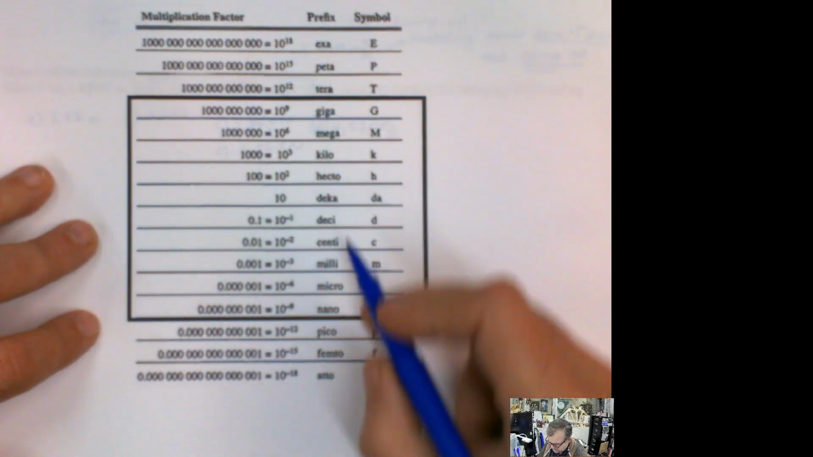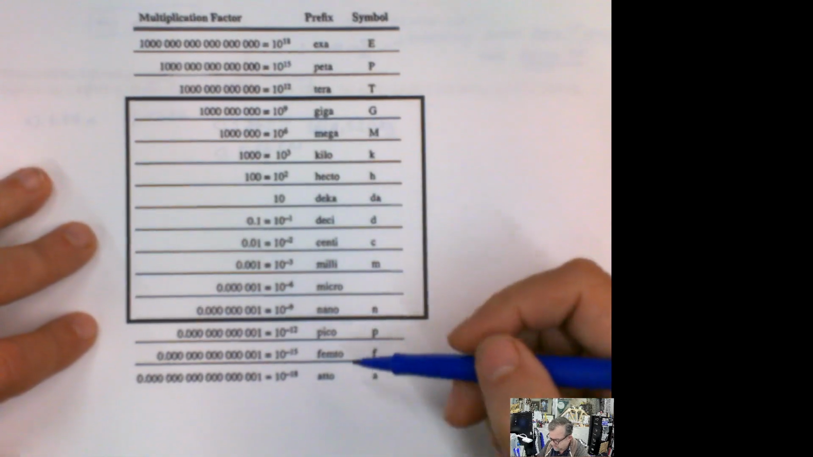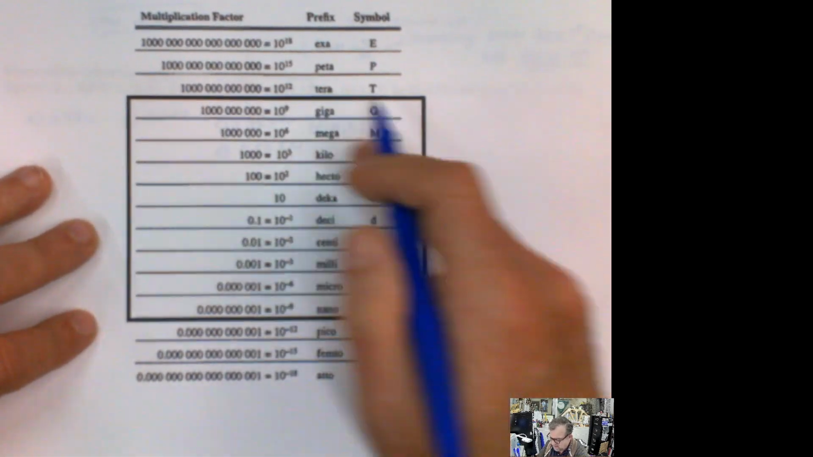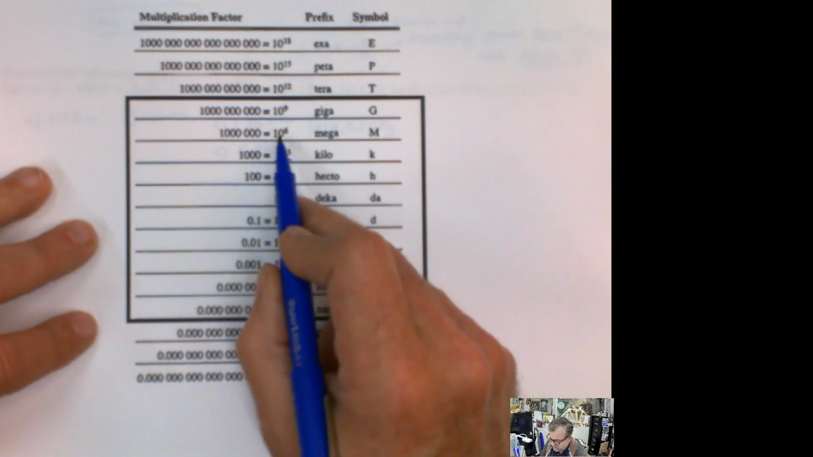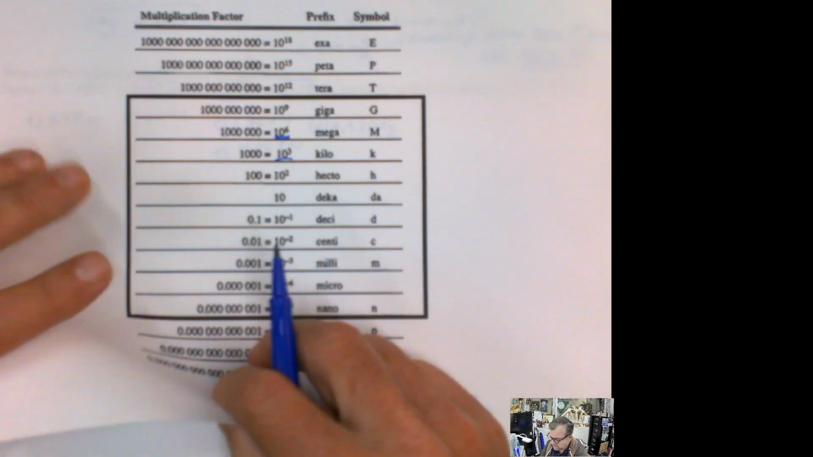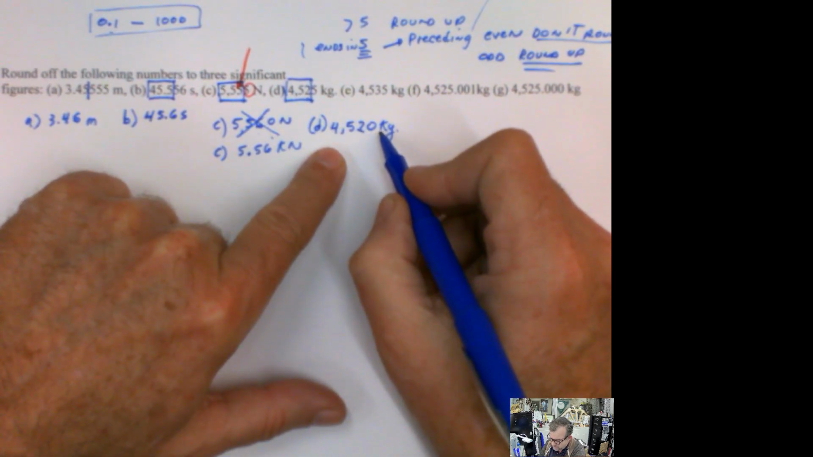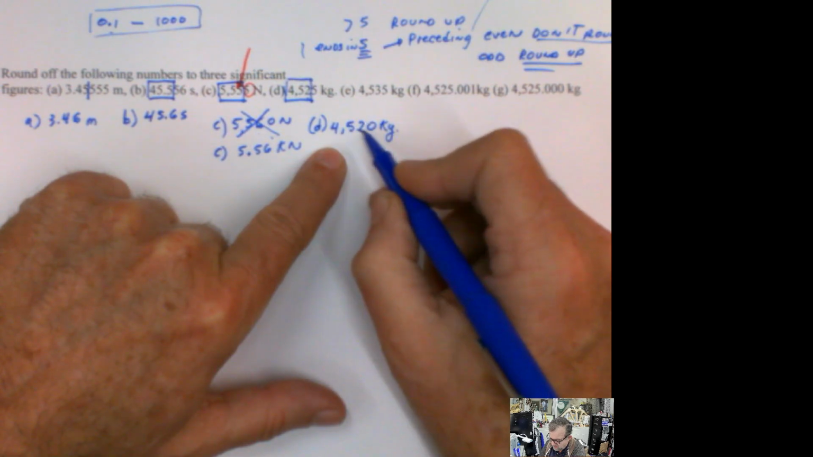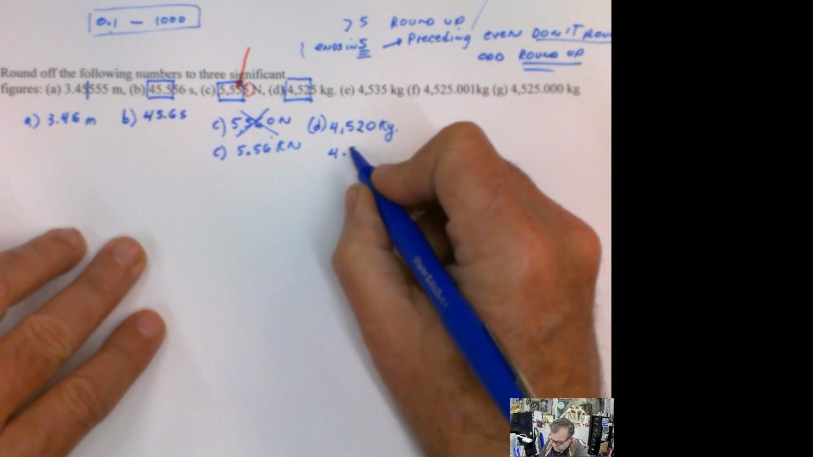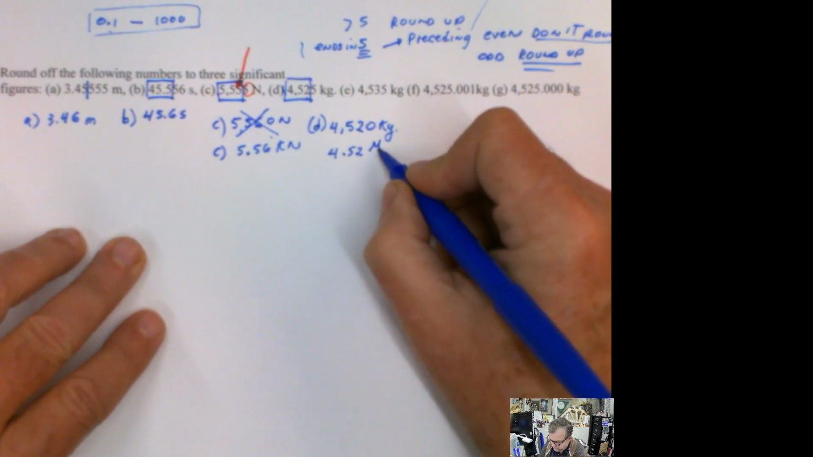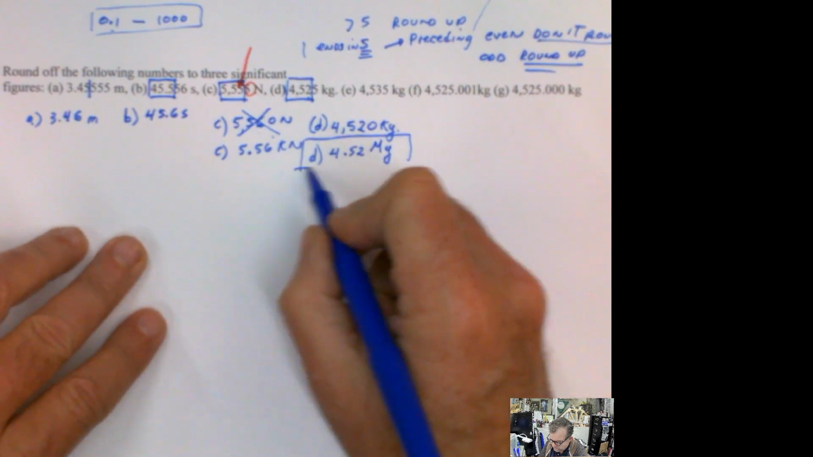You start with exa to atto, and they keep going from top to bottom, biggest to smallest. And we're going to be moving basically in this realm here. So if we are in kilo, which is 10 to the third, the next one is mega, which is 10 to the sixth. If I say 4,520 kilograms, if I take these three out, then I can say that the answer would be 4.52 megagram. Now, that will be the best answer for this question.